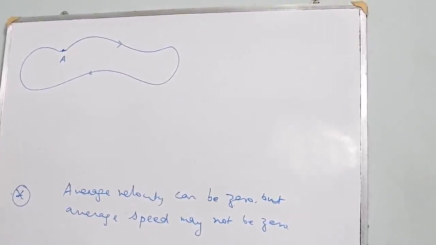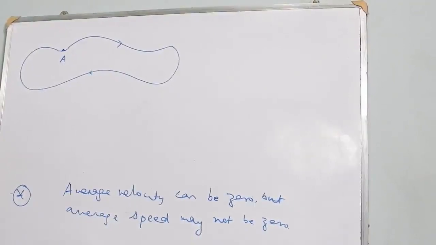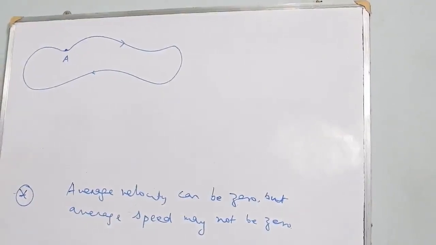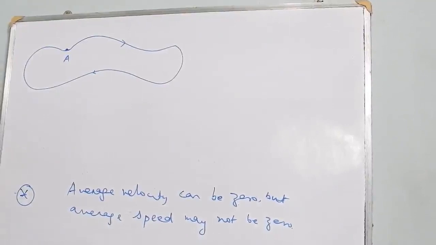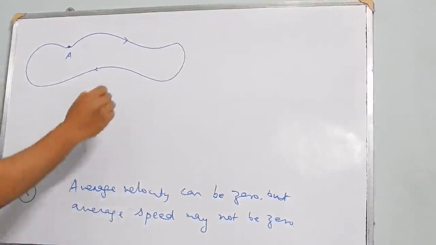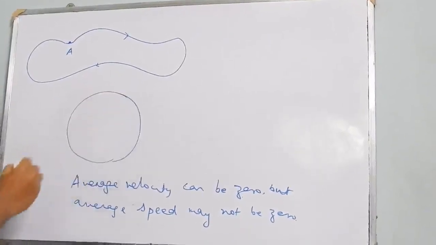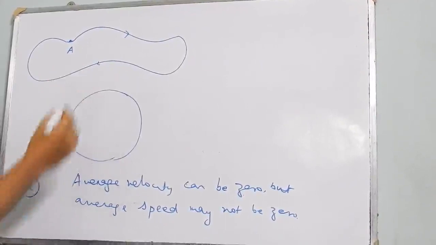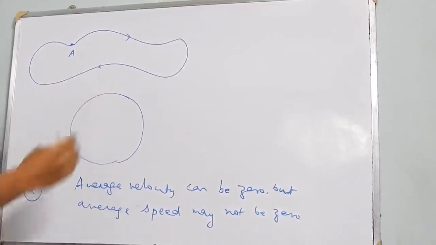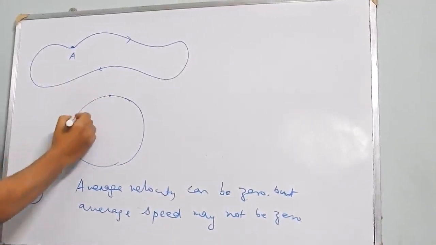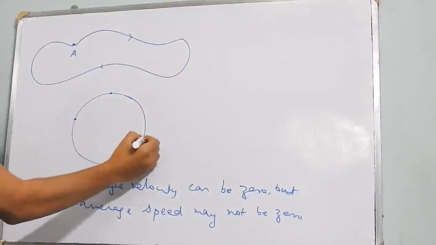This is also possible in the case of circular motion. If a body is moving on a circular path and it is covering equal distances in equal time intervals, the speed is uniform. That we have already discussed. Suppose a body is moving on a circular path and it is covering equal distances in equal time intervals such that its speed is uniform.